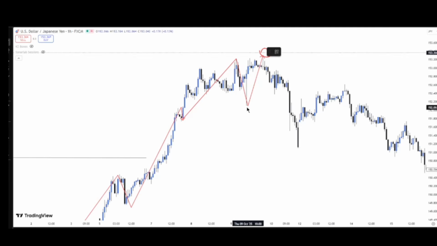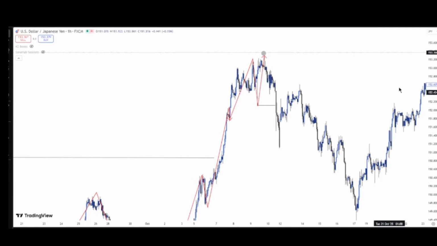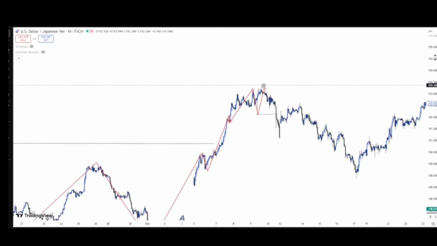This is actually not a change of character. This is actually an inducement. So once inducement is taken, this high is now confirmed. Now we can actually say that this is our swing high. Why? It has taken out this inducement here. So now, where is your trading range? That's the first thing you should ask yourself. Before you do anything on the chart, where is your trading range? Ask yourself that question. Let me shrink the chart so we can identify our trading range.